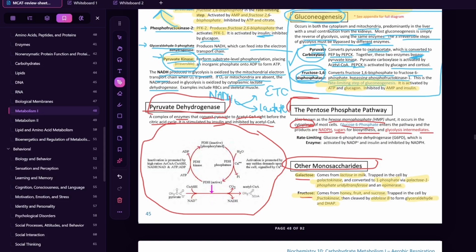So glucose 6-phosphate enters the pathway, and those are the products that you get: NADPH, sugars for biosynthesis, and glycolysis intermediates. And the rate-limiting enzyme is glucose 6-phosphate dehydrogenase, right here, which is activated by NADP+ and insulin and inhibited by NADPH. So an analogy is that you can think of glycolysis as the highway to the power plant.